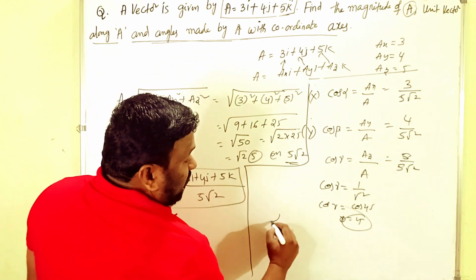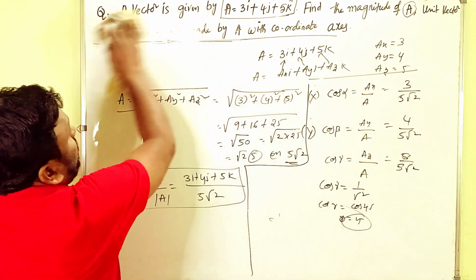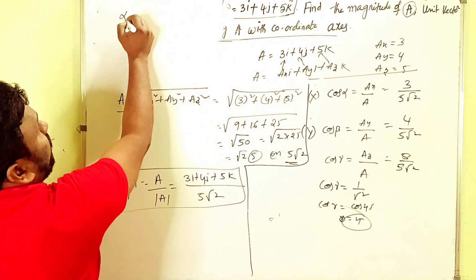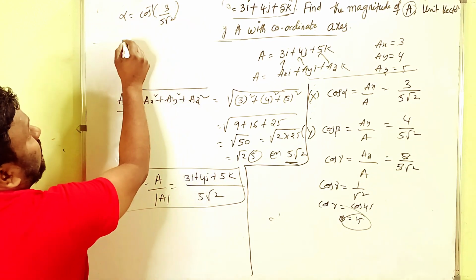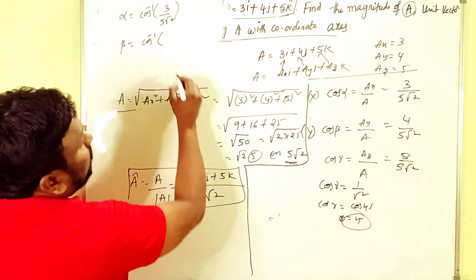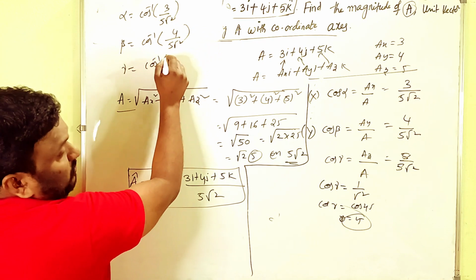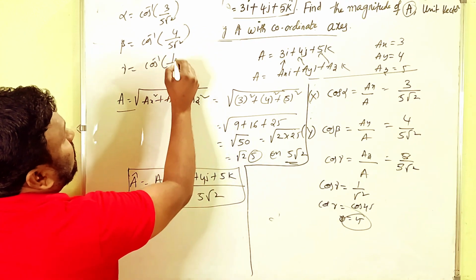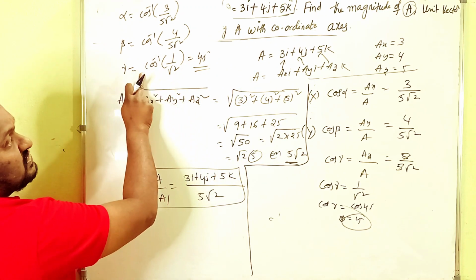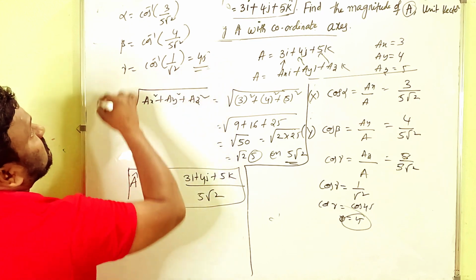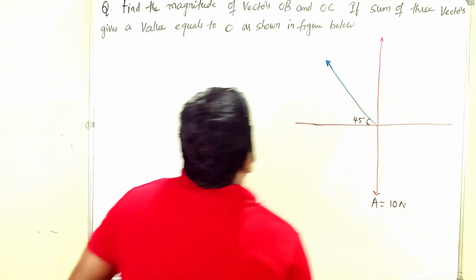And from that, what do we write? Cos alpha is equal to what? Alpha is equal to, we can take the cos inverse form. And then what do we write? Alpha is equal to cos inverse of 3 by 5 root 2. And beta is equal to cos inverse of 4 by 5 root 2. And gamma is cos inverse of 1 by root 2, and then theta is equal to 45 degrees. So cos 45 is 1 by root 2, cos inverse cancels, then what you get? 45 degrees. So these are the angles made by the vector with the x, y and z axis.